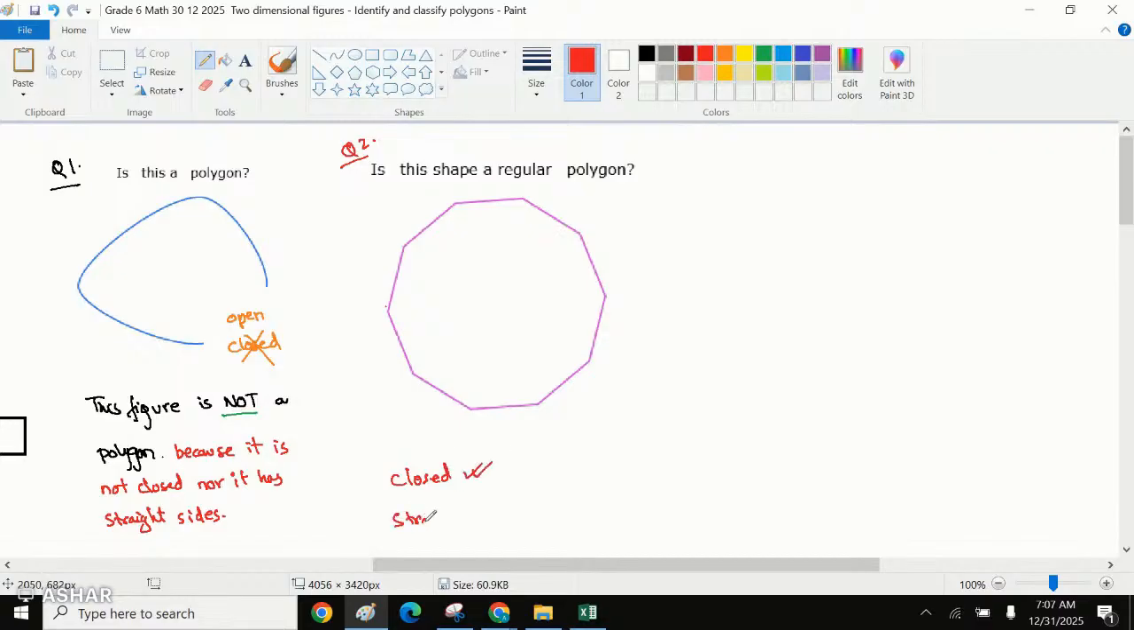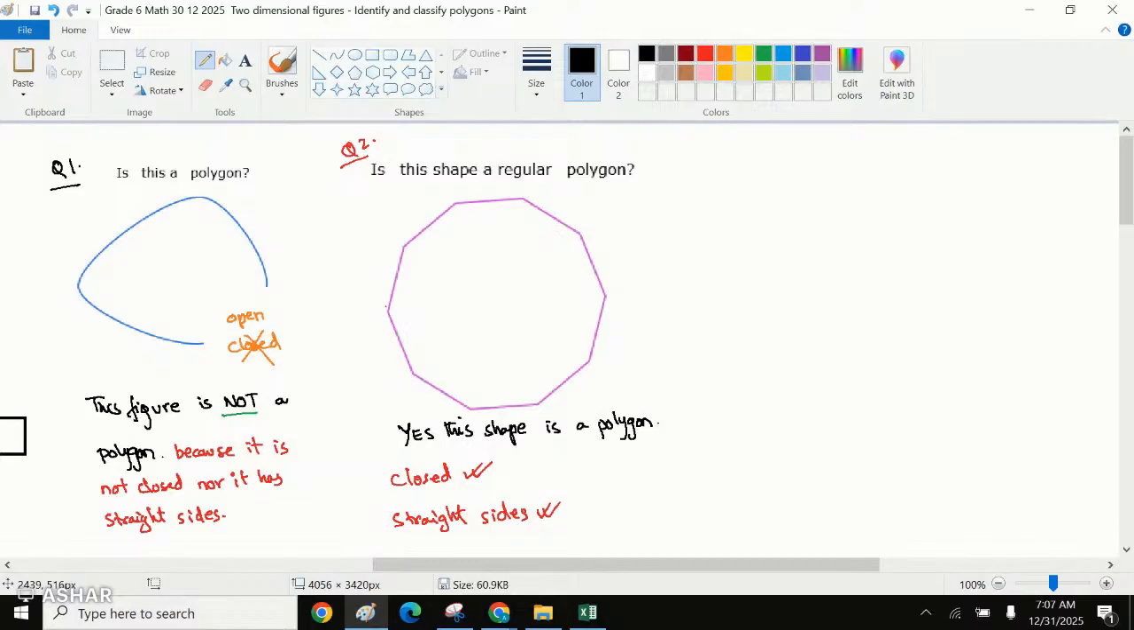Straight sides? Yes, they are straight sides. So both the conditions are met, right? So what we can say is, yes, this shape is a polygon. Okay, I'll define one more thing over here.